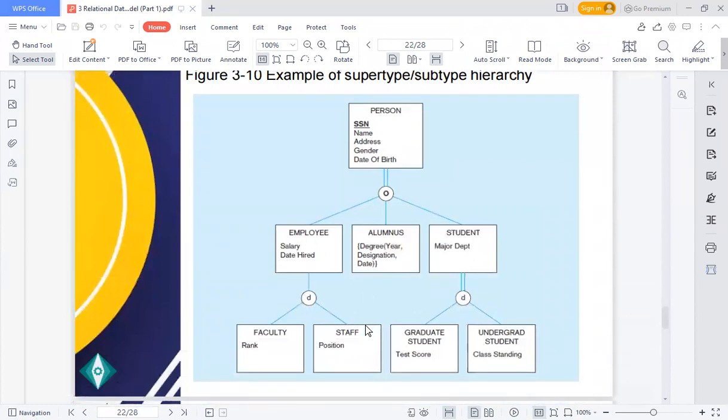So let's now go to a supertype subtype hierarchy. In this particular example, you can see that one supertype has three subtypes, and one of the subtypes became a supertype for another set of subtypes. So this is what we call the supertype subtype hierarchy. From the original supertype, it has subtypes, and among the subtypes, one or more of the subtypes became a supertype for another set of subtypes.